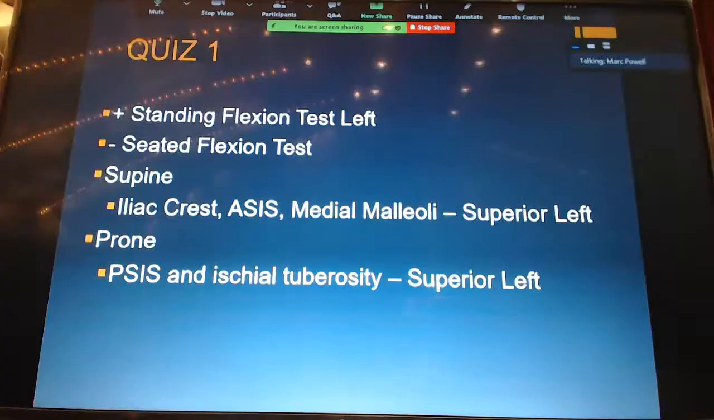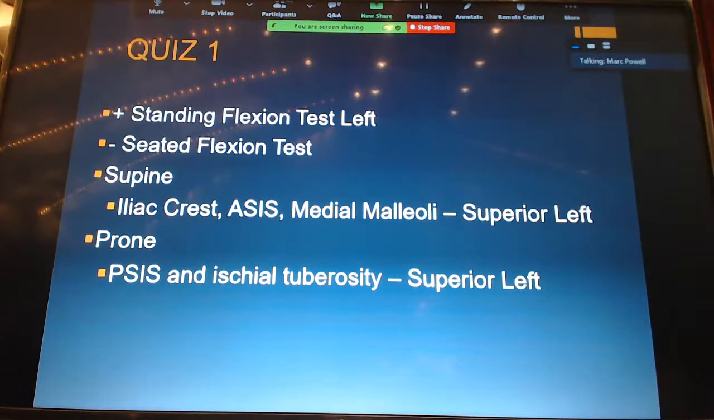Here we go. So you have a standing flexion test positive on the left. You can bring out your fingers if you need it. You have a negative seated flexion test. Your problem is what? A sacral or an innominate? Say it loud, go for it. An innominate, right? You can be wrong. The more that you're wrong, it's even better, because you won't get it wrong again.